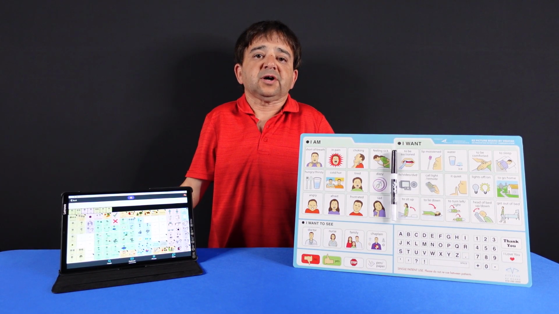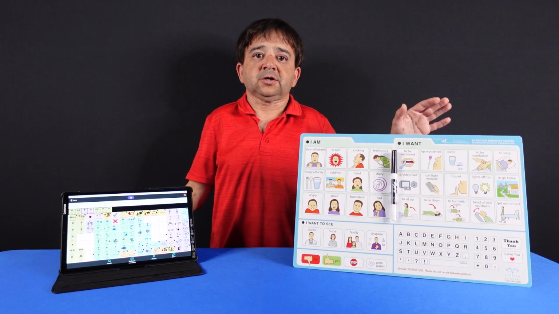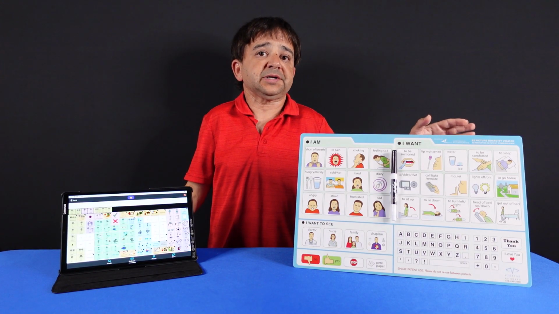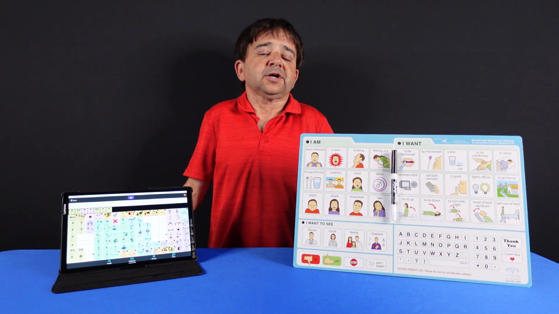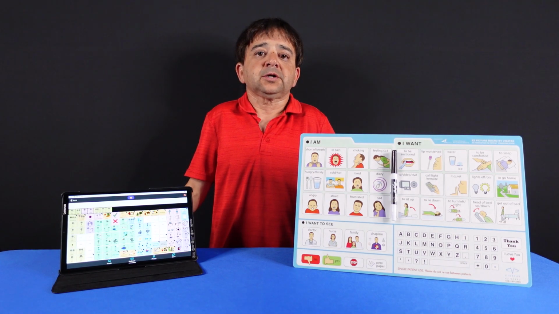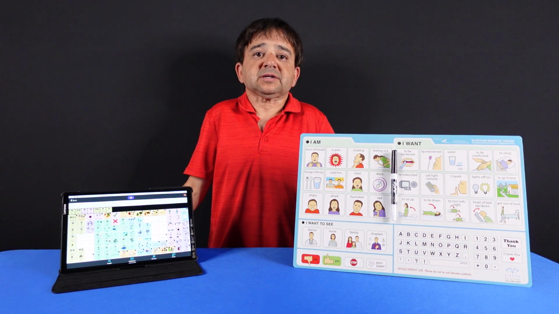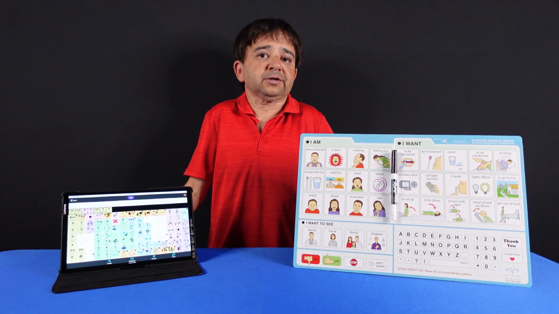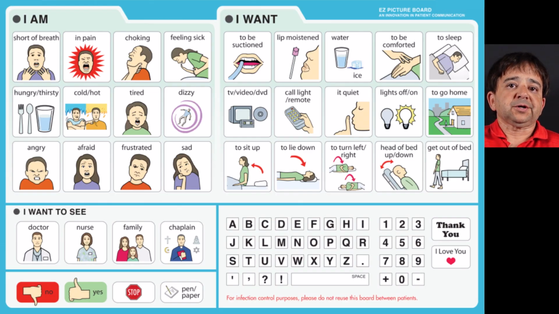In front of me, I have two AAC boards. To my right, I have a printed AAC board. And printed AAC boards usually focus on specific topics that allow people to communicate. So on my screen, I have an enlarged image of the printed AAC board in front of me. And this printed AAC board is intended for use at the hospital or during a doctor's appointment. And it's printed on both sides.